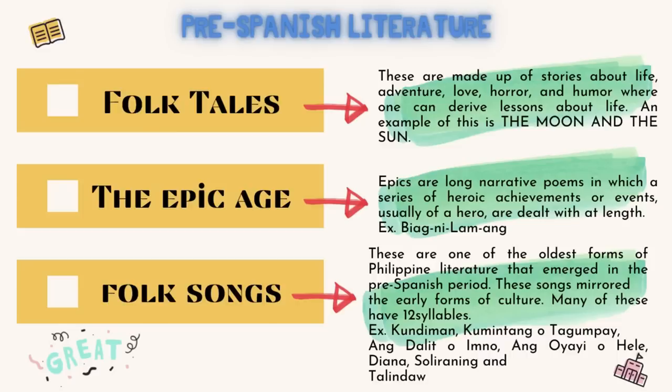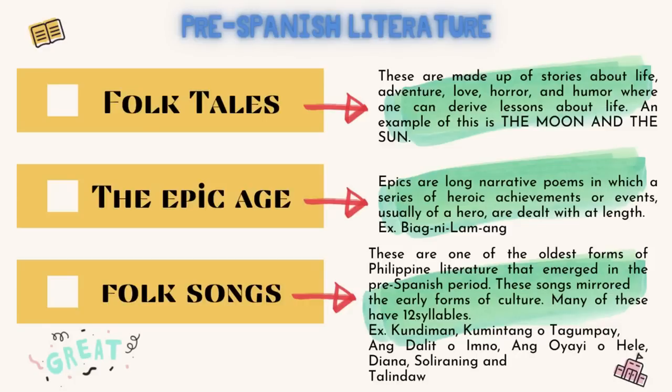Second one, the epic age. Epics are long narrative poems in which a series of heroic achievements or events, usually of a hero, are dealt with at length. Example is Biag ni Lamang. From the word itself, these long narrative poems are talking about heroines or heroes as the main character of the story. And lastly, folk songs.